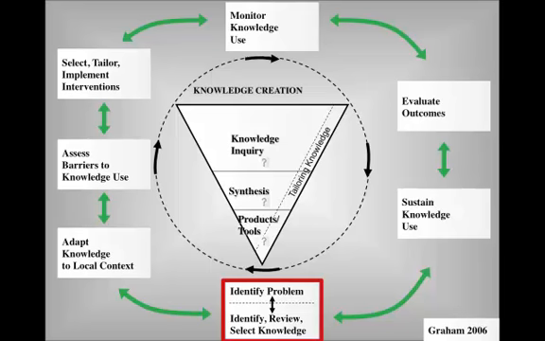The Knowledge to Action framework utilizes two major components. The first is the knowledge creation circle, and the second is the action cycle that is on the outside of the circle here. At the center of the circle is the knowledge creation funnel. It includes the development of primary research articles, synthesis of all the studies, and knowledge translation tools.